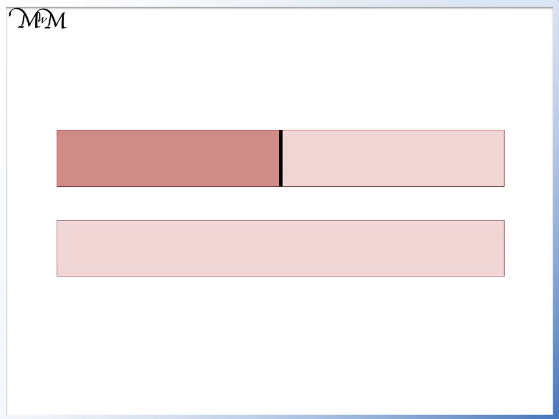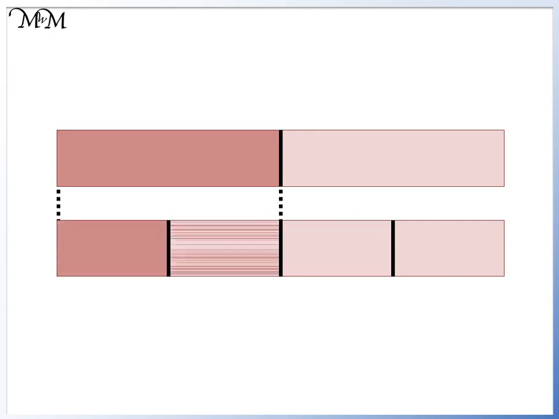If we draw another bar and this time divide it into 4 parts, we can see that to shade in half of this bar, we need to shade 2 parts. 2 out of 4 are shaded in, so the fraction here is 2/4. We can see that both fractions are the same size.